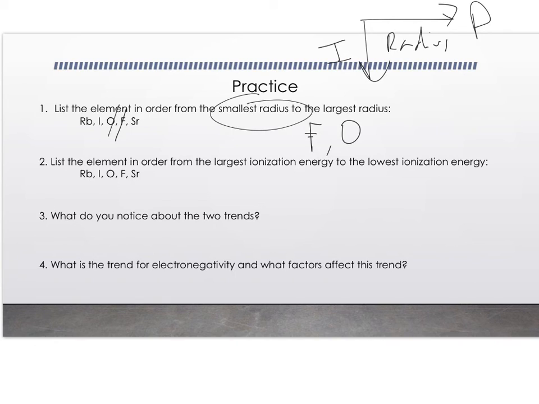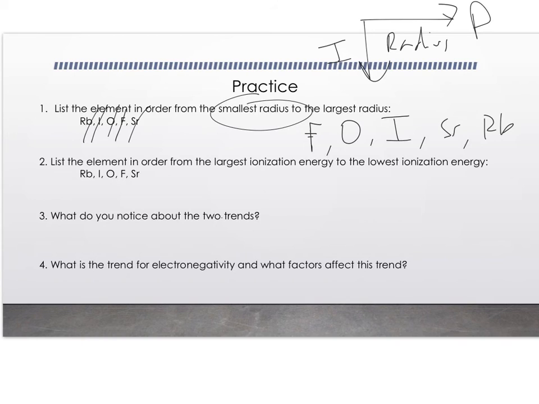I is all the way down on row number 5, so it's going to have 5 shells around it, which is going to be the third one. And then we're left with strontium and rubidium. If they're all in the same row, strontium would be the next largest one, and then rubidium would be the greatest or have the largest radius here. And that's because we're looking at this trend section right here.